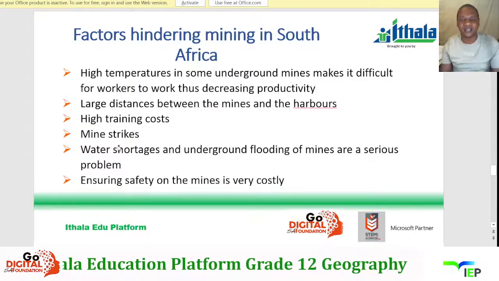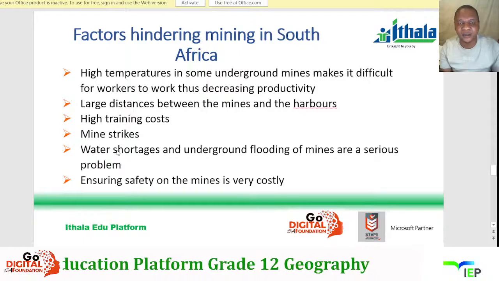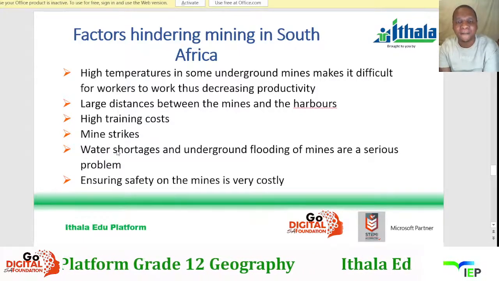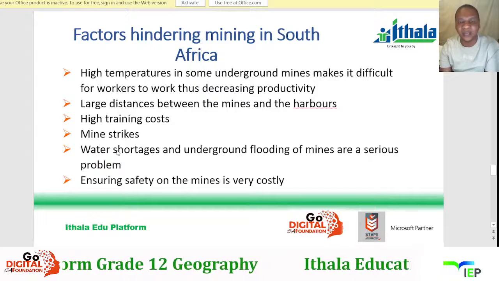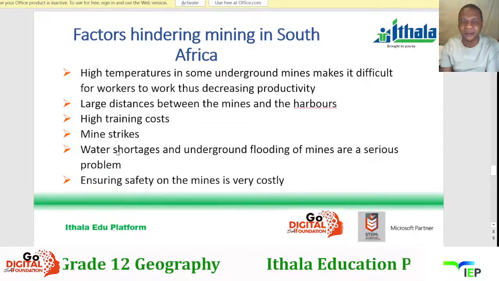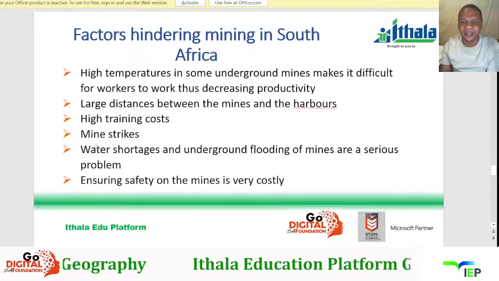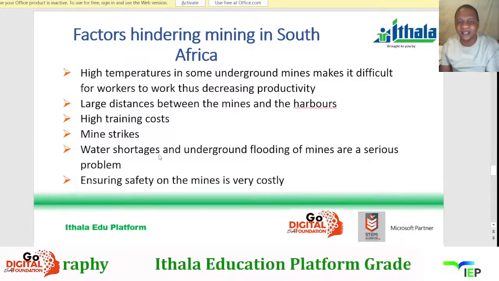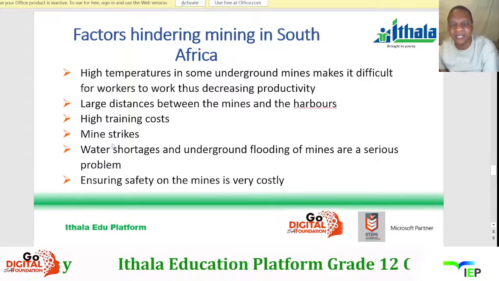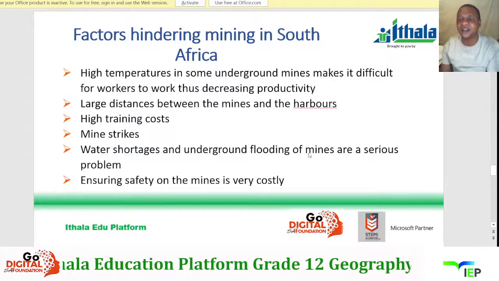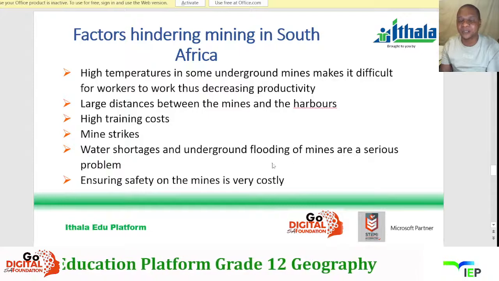Because of the strike, a strike on a mine can cost about R1,000,000 if not above. So one factor that hinders mining in South Africa is mine strikes, as well as water shortages and underground flooding of mines, which are a serious problem.